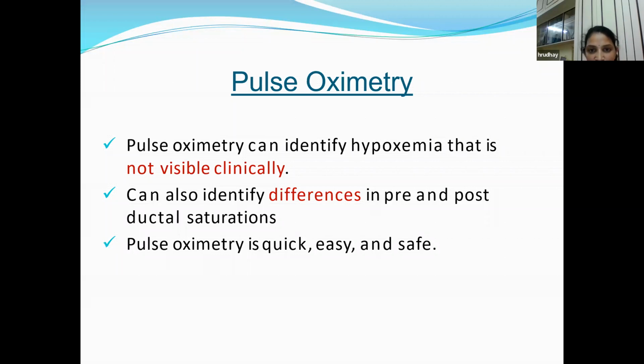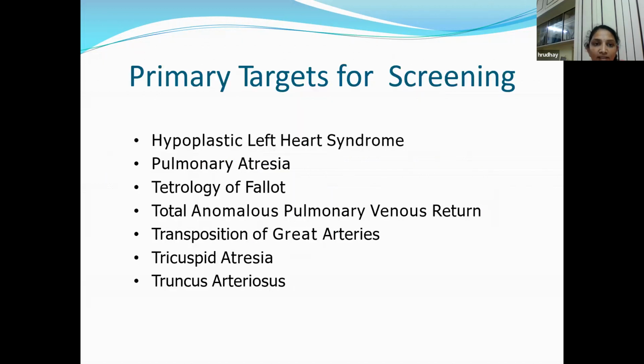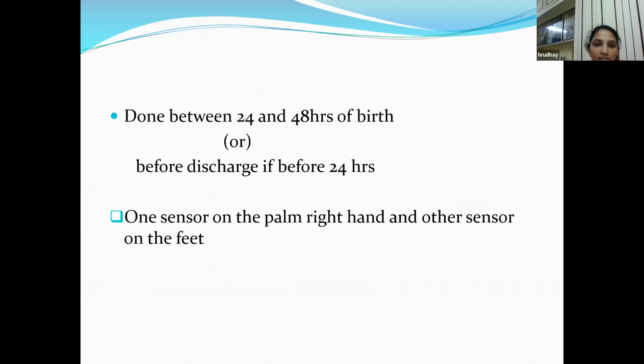If it is visible clinically, we will obviously go for an echocardiogram. For hypoxemia which is not visible like that, pulse oximetry allows early diagnosis. To achieve early diagnosis of critical congenital heart disease, the pulse oximeter has come into the picture. It can also identify the difference in pre and post ductal saturations. Pulse oximetry is quick, easy and safe. So how do we do it? We connect one sensor to the palm of the right hand, and the other sensor to either of the feet.